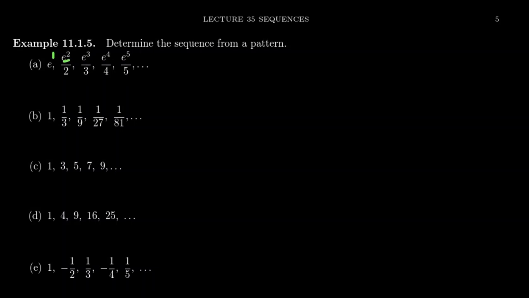And as such, we then think that our general form, a sub n, is going to have some power of e to it, e to the n. But we also recognize that each of these is a fraction. The first one could be written as e over 1, in which case, if you look at the denominators, you always see a 1, 2, 3, 4, 5. The denominator seems just to be increasing by 1 each time, and it seems to match the exponent of e. In which case, we get this general form, a n equals e to the n over n. That one's not so bad.